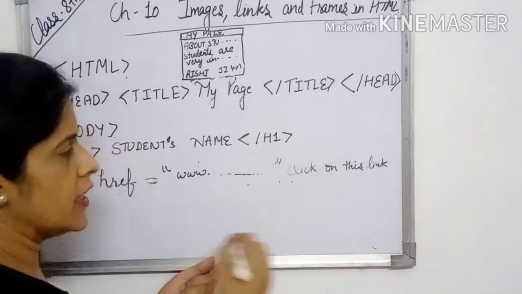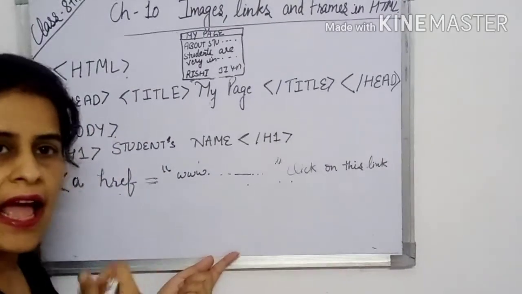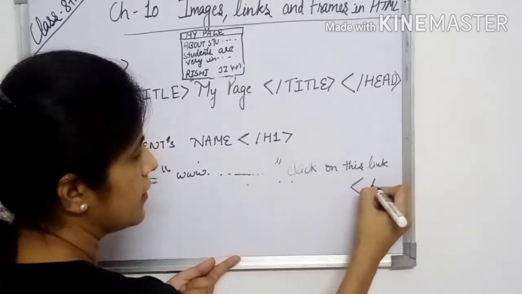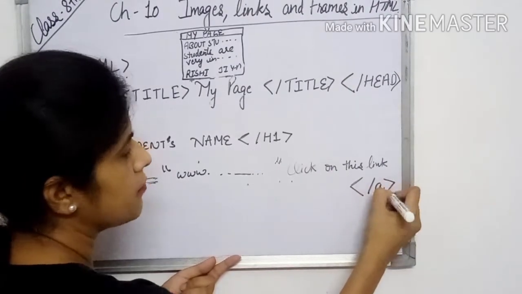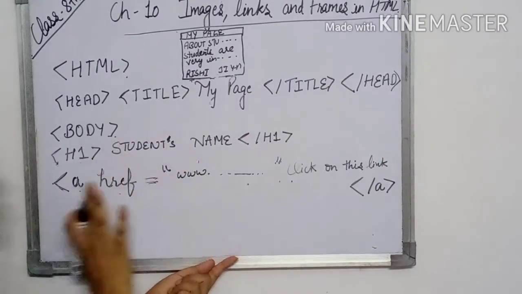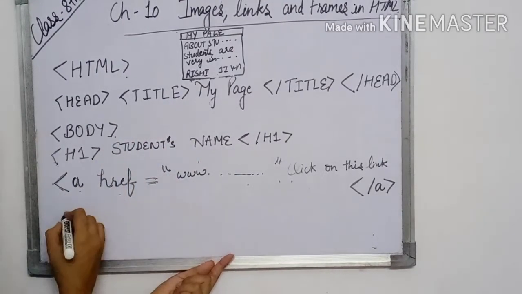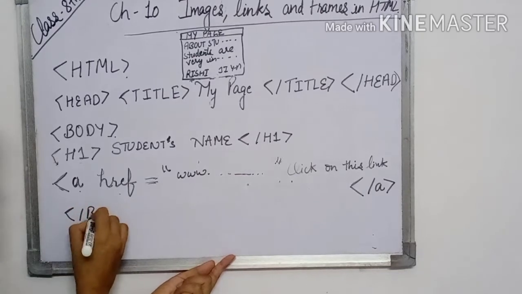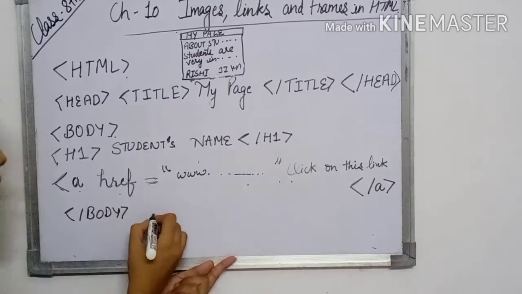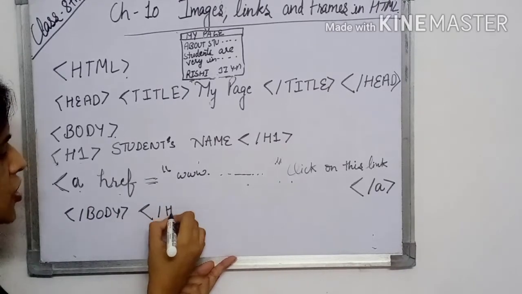जैसे ही मैंने ये लिख लिया, आफ्टर दिस यू विल एंड द एंकर टैग, देन दिस, एंड हाउ यू कैन एंड दिस बाय यूजिंग दिस. दिस इज फिनिश्ड, और कुछ भी नहीं मुझे लिखना है. देन आई हैव एंडेड द बॉडी पार्ट. आफ्टर एंडिंग द बॉडी आई एम एंडिंग द HTML.